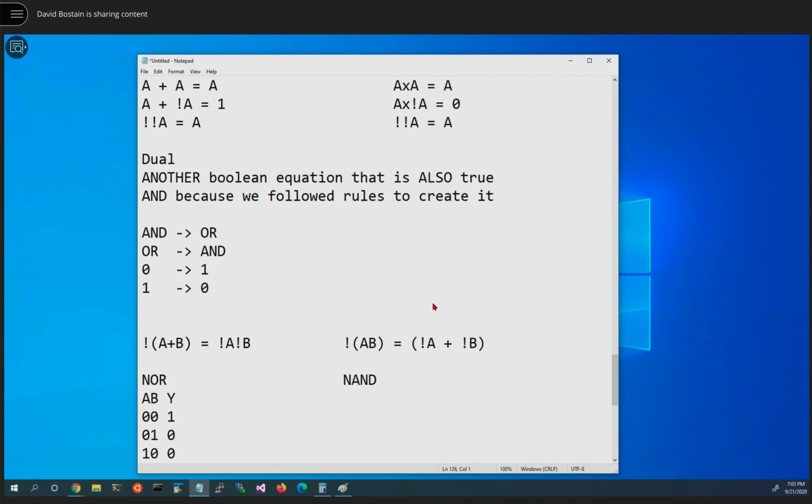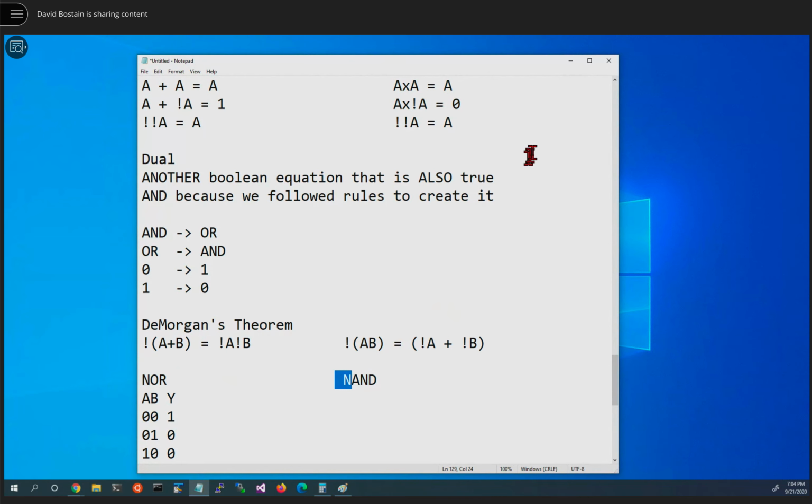DeMorgan's theorem, maybe I'll spell it wrong. I'll try to write it out here. DeMorgan's theorem are these two statements here. So going this way or that way, this way or that way. This is the NAND, this is a NOR, and it's in its name, which basically says do an OR and then invert it. This says do an AND and then invert it.